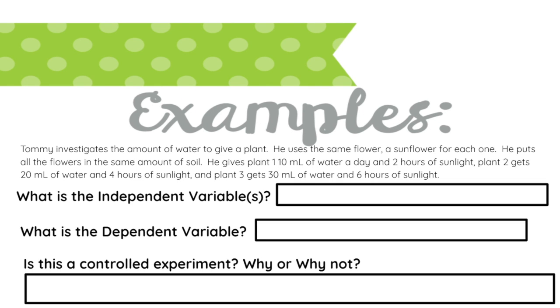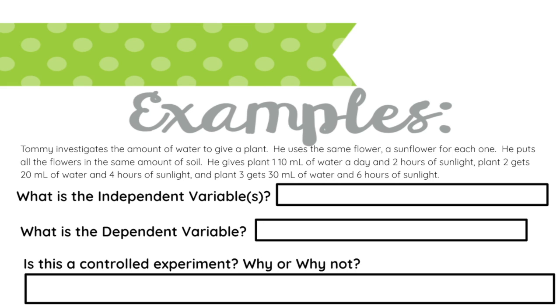This one says, Tommy investigates the amount of water to give a plant. He uses the same flower, a sunflower, for each one. So the flower, the sunflower, would be the controlled variable. It's the same. He puts all the flowers in the same amount of soil. Again, the amount of soil is a controlled variable. He gives plant 1 10 milliliters of water a day and 2 hours of sunlight. Plant 2 gets 20 milliliters of water and 4 hours of sunlight. And plant 3 gets 30 milliliters of water and 6 hours of sunlight. What is the independent variable or variables?